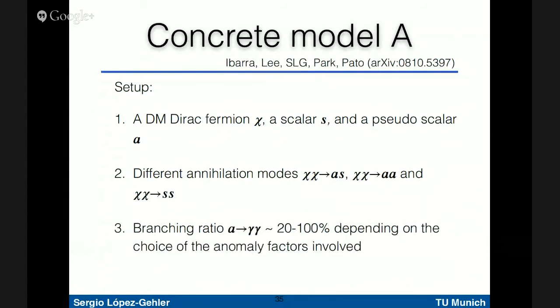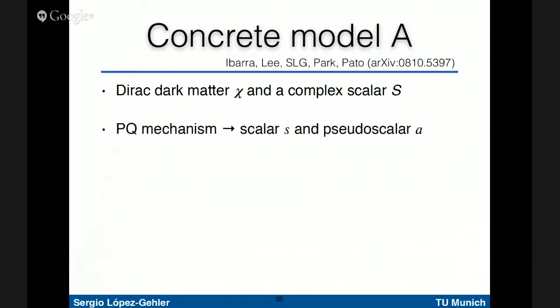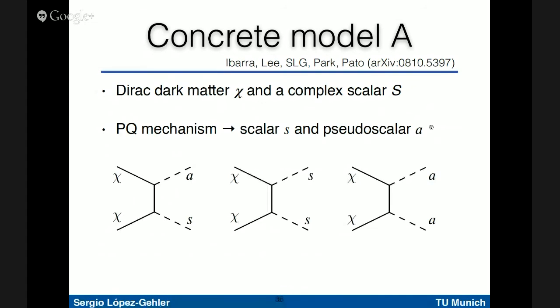And we have a branching ratio of the pseudoscalar into two photons of, depending on the details of the model, between 20 and 100%, which is a very big branching ratio, enough for current experiments to make a detection. So how does this model work? We get a dark matter particle chi, a complex scalar S, and through the Peccei-Quinn mechanism, we can get in the end a scalar S and a pseudoscalar A, and we open these three annihilation channels I was talking about just now.